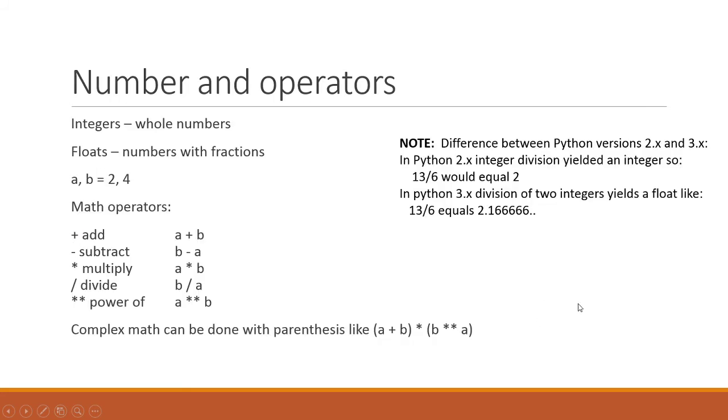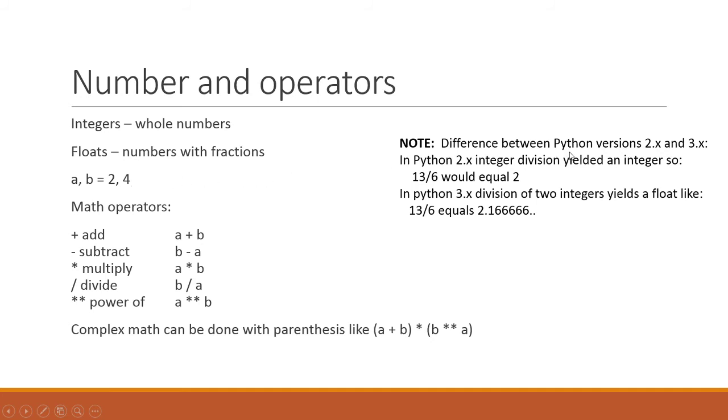Numbers and operators. So integers are simple whole numbers. If you've gotten this far, you have done math, and I assume you know what a whole number is. Basically, any number that doesn't have a decimal point after it. Floats are numbers with fractions, any number that has a decimal point, even if it's 0.0. So as a float, you'd have 2.0. As an integer, it would just be a 2. So here I'm assigning two integers, a, b equals 2, 4.